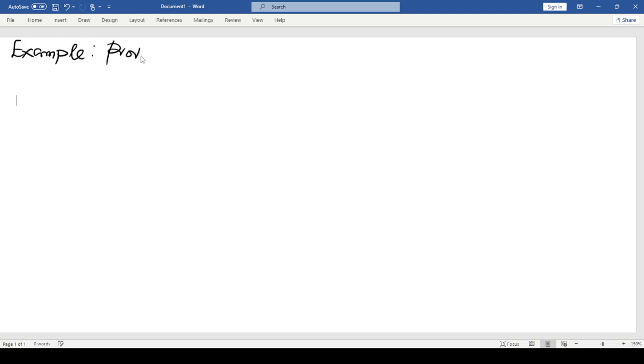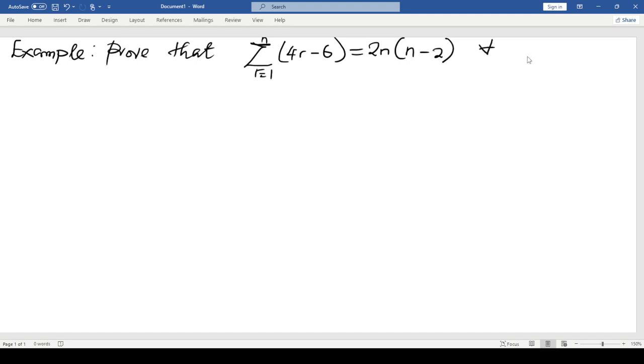So prove that the summation, so we start from 1, then we go all the way up to n there. So the summation of the expression that we have here, 4r minus 6 equal to 2n open brackets n minus 2 here for all, okay, where n is a positive integer there.